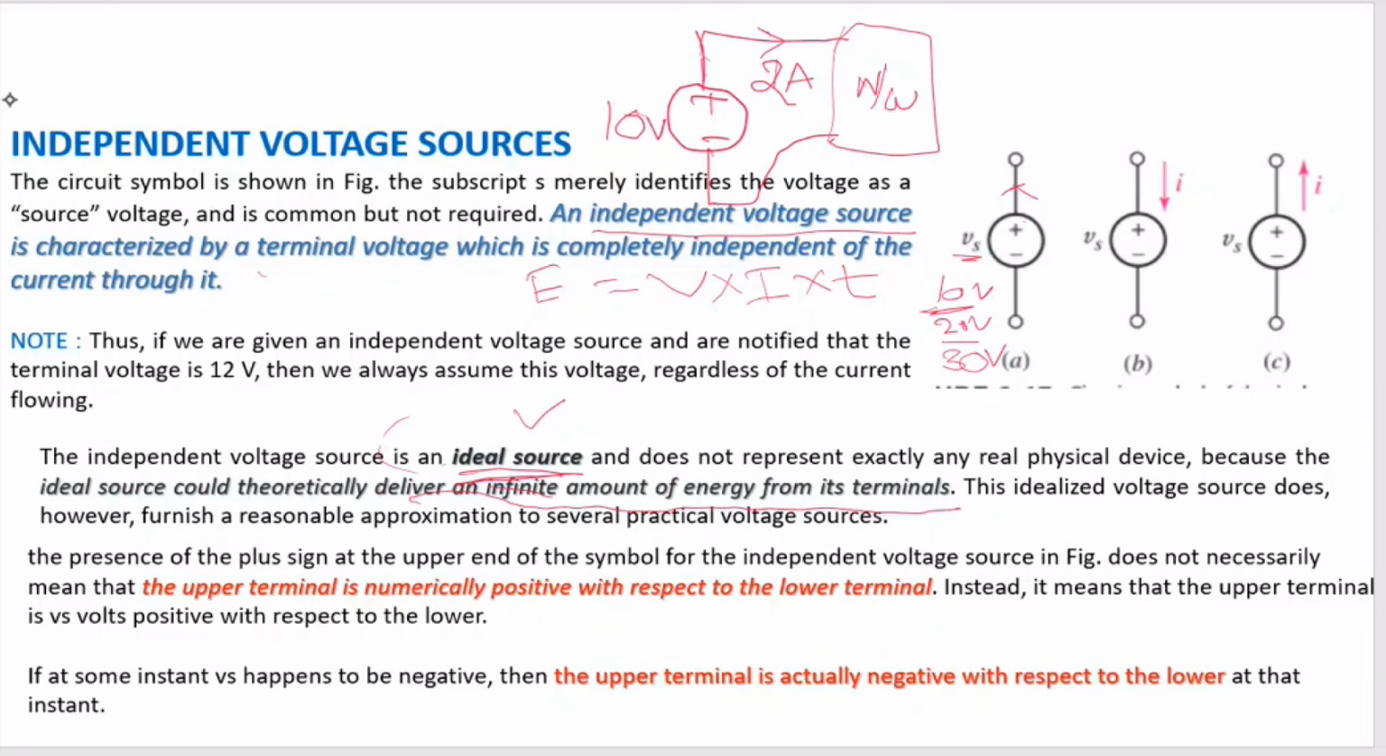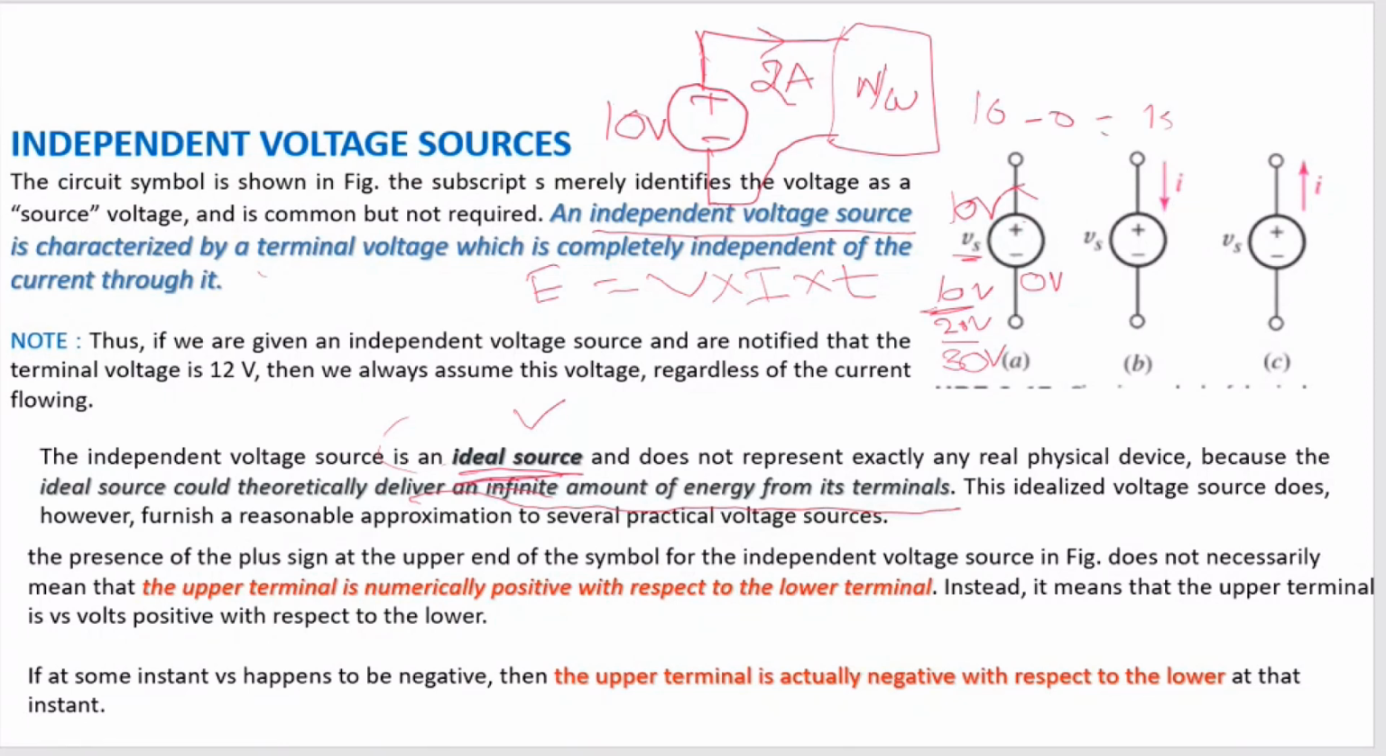If I write 10 volts here, what is the meaning involved in it? The positive terminal is at a potential of 10 volts compared to the negative terminal. So if it is given 10 volts, the negative terminal should be given 0 volts. That means the potential difference between positive and negative is 10 minus 0, that is equal to, sorry, 10 volts. So what is the potential difference? 10 minus 0, that is equal to 10.